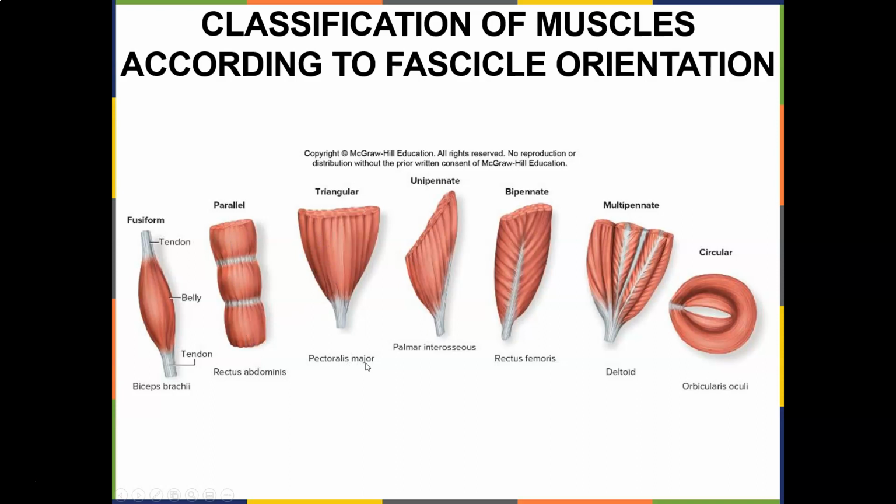Example of the pectoralis major will be triangular. Example of unipennate is palmaris interossei. Example of bipennate is rectus femoris. Example of multipennate is the deltoid. Example of circular is orbicularis oculi.